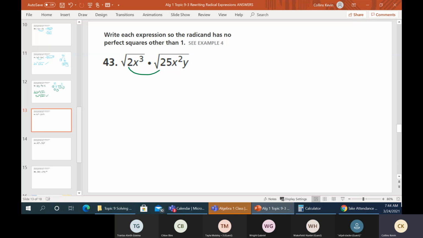So we do 2 times 25. It's okay, I can't spell either. That's why I do math. 2 times 25 is 50. All right. Then I've got x to the third and x squared. That's going to be x to the fifth. There we go. And then finally just a y. Okay. So there we go. All right, so we got the 50.